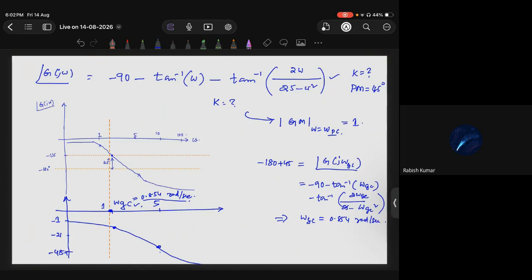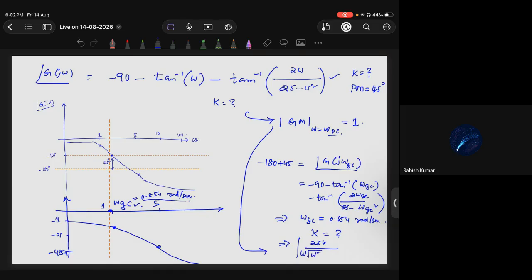Okay. So omega GC, you'll find from this phase matching. Then you can find the K value. Once you have the K value, you can find the gain margin. Gain margin is nothing but using this equation. So take the magnitude. So magnitude is nothing but 25K divided by the magnitude of the function.